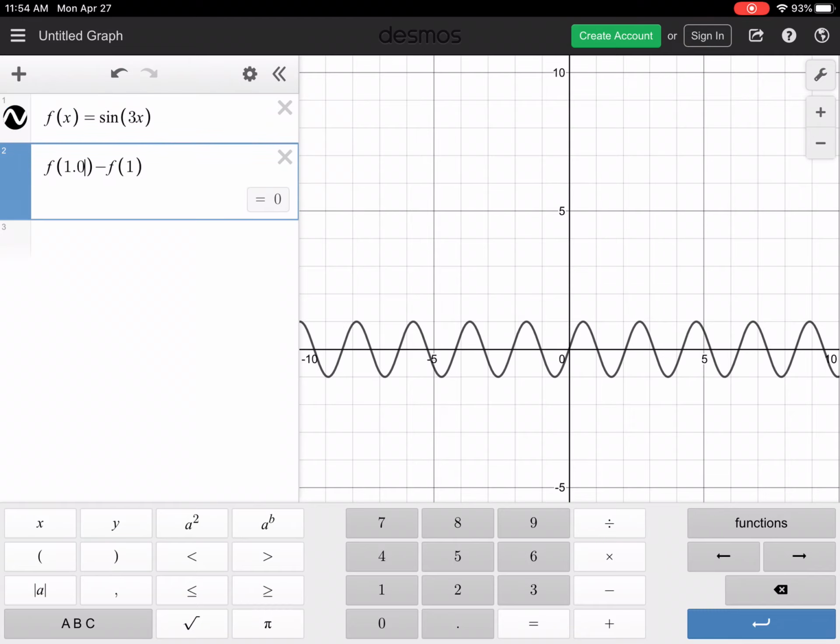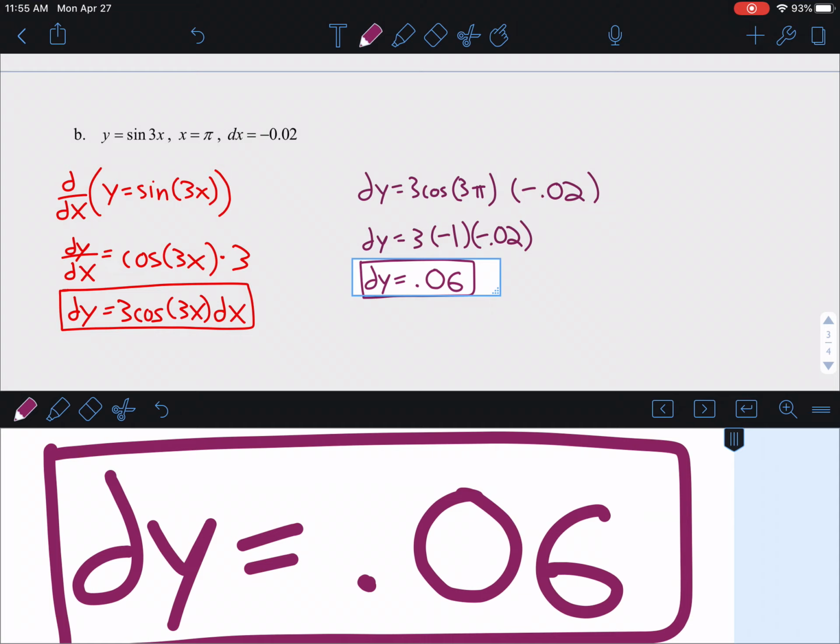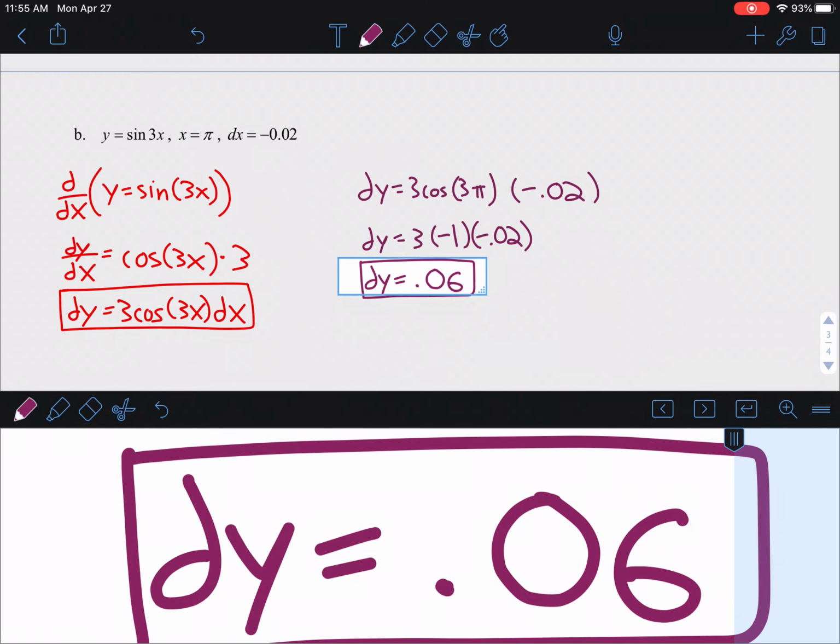Okay, and so let's do f of pi minus 0.02. This is going to be kind of weird, but from that, we will subtract f of pi. Okay, and so what is my difference? It is 0.059964, which if we were to round would be 0.06, right? So again, another extremely close approximation for the correct delta y, which we are doing here.